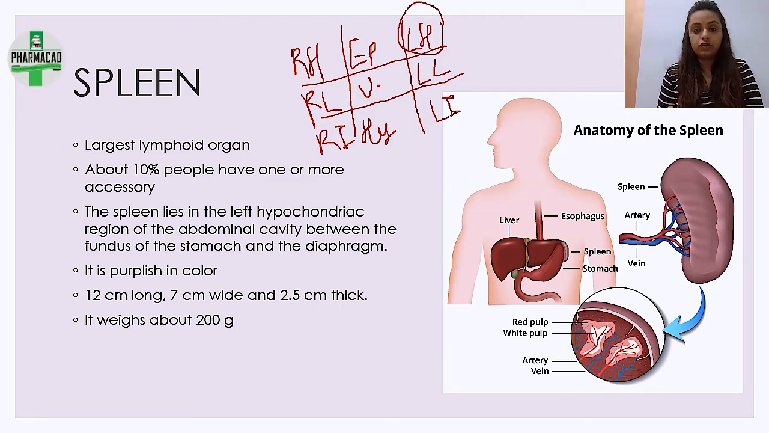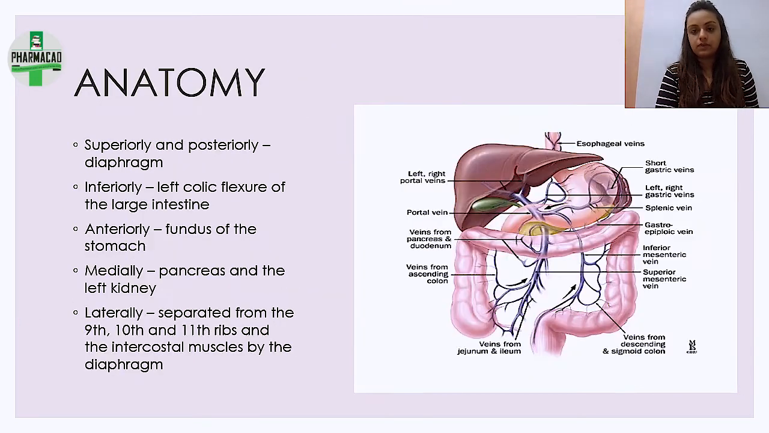Just in case you have not yet done with GIT, हमारा spleen यहाँ पे है. Fine, it is purplish in color. You can see in the diagram as well that it is purplish. It is 12 centimeter long, 7 centimeter wide and 2.5 centimeter thick. And it weighs about 200 gram. Just factual information. Next. Let's see about the anatomy and where it is located.